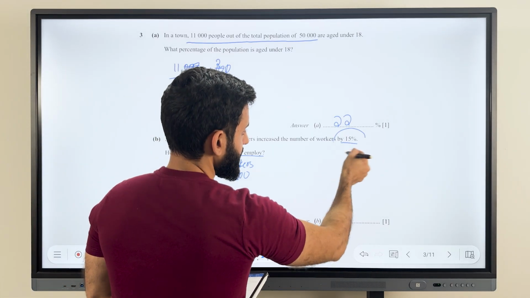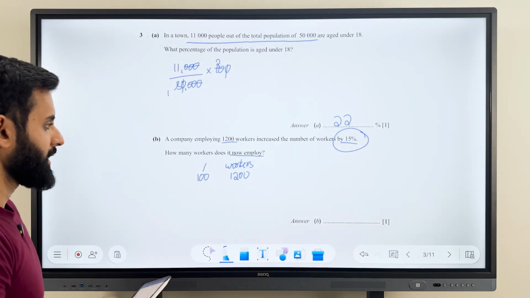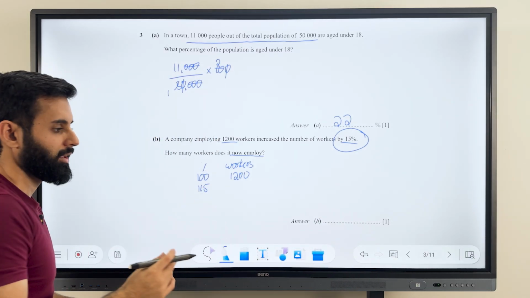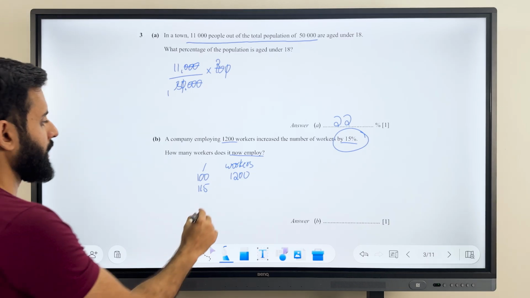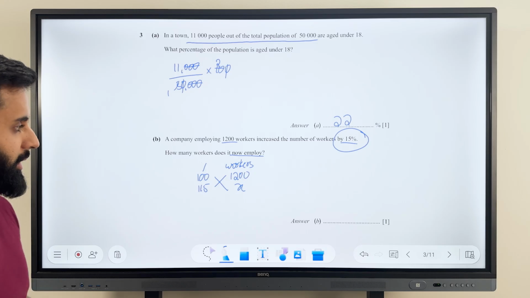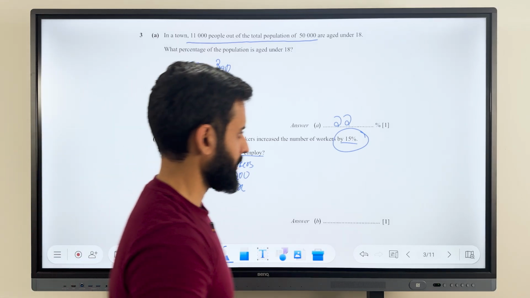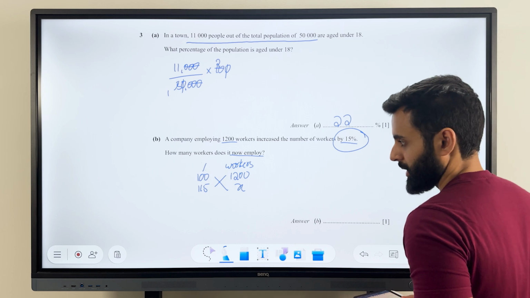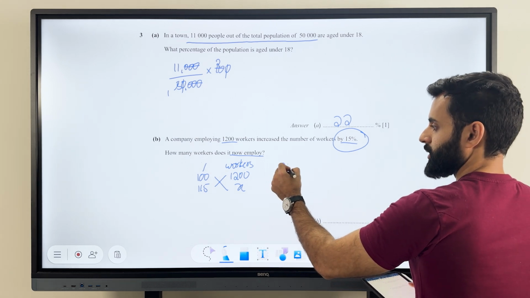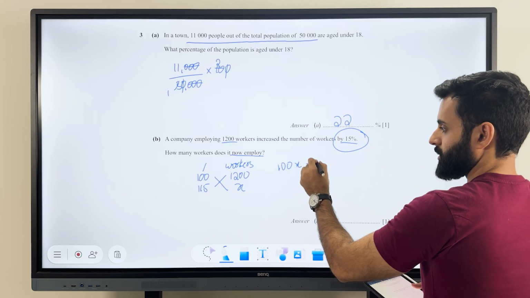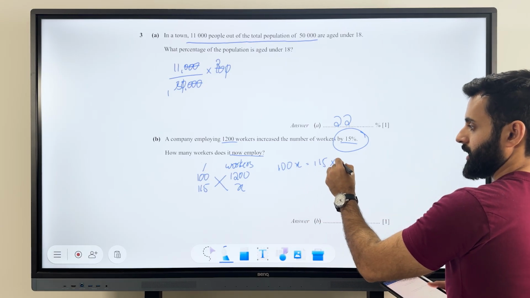Now, what happens if you increase something by 15%? In terms of percentage, that will be 115. Why 115? Because 100 plus 15. Now, what's that equal to? We don't know. That's x. What do we do? We cross multiply, since it's a direct proportion. If you increase the percentage, the number of workers will also increase. So let's cross multiply and see what's what. So 100x is equal to 115 times 1,200.